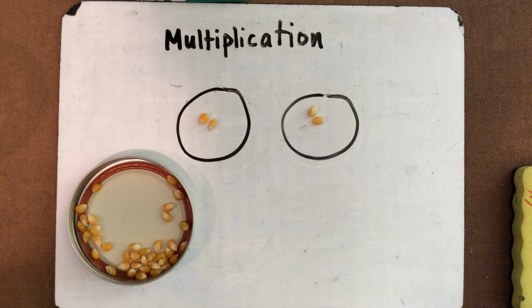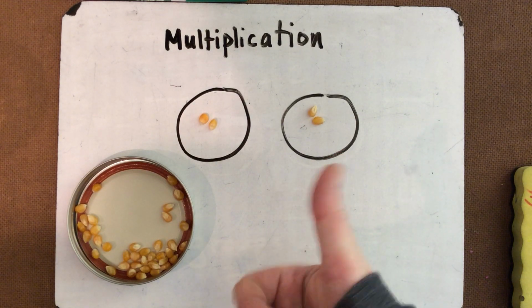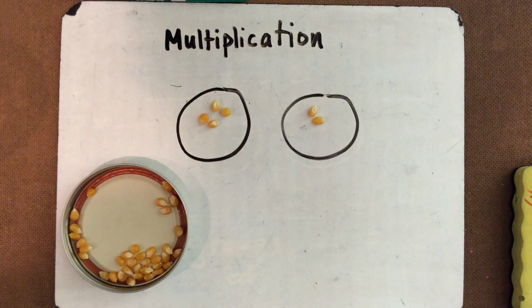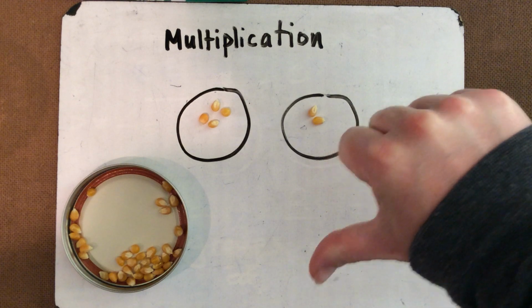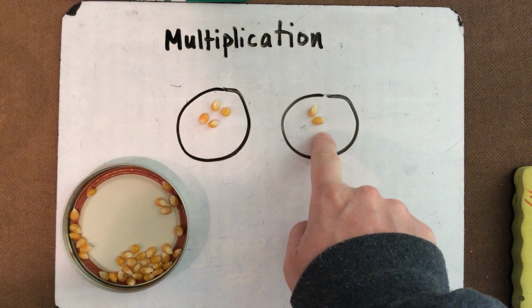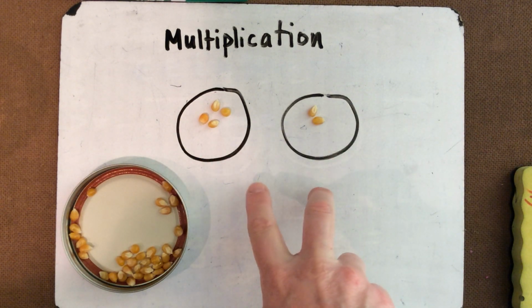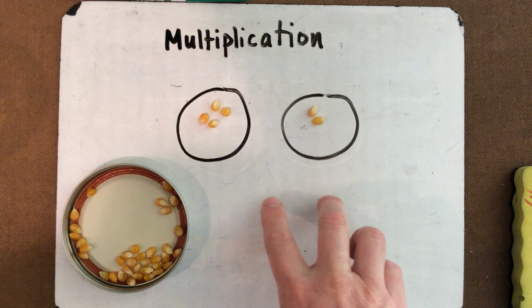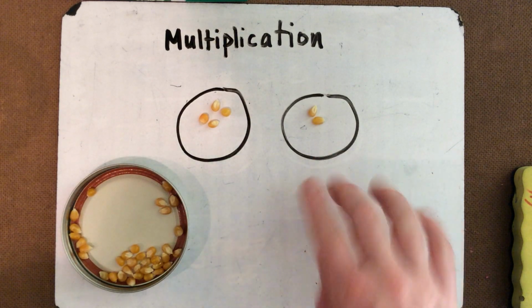Are these groups equal? Thumbs up, thumbs down. Yeah, thumbs up. There's 2 in this group, 2 in this group. Are these groups equal? Right, thumbs down. No, there's 4 in this group and there's 2 in this group. These are not equal groups. I could add these, 4 plus 2 equals 6. I can't multiply these because the groups have different numbers in them. So no.